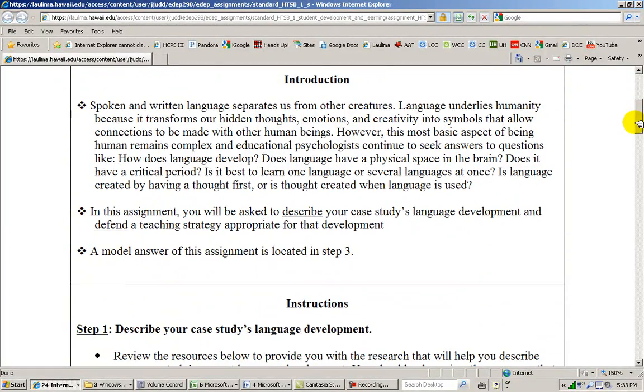And so we're looking at spoken and written language, and it truly is what separates us from other creatures in the animal kingdom. Basically, the ability to transfer hidden thoughts and emotions and creativity into symbols to allow us to connect to other human beings really defines how we move around the world, how we think about the world, how we feel about the world.